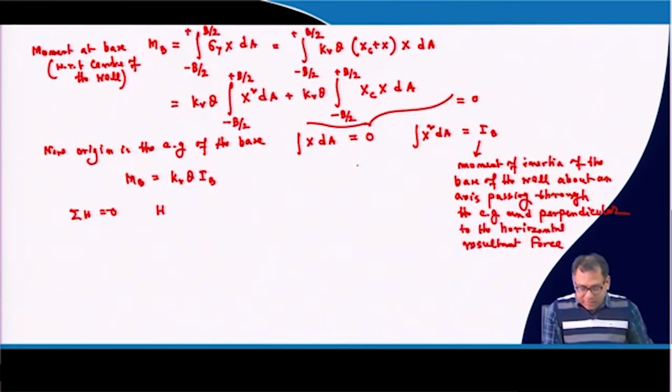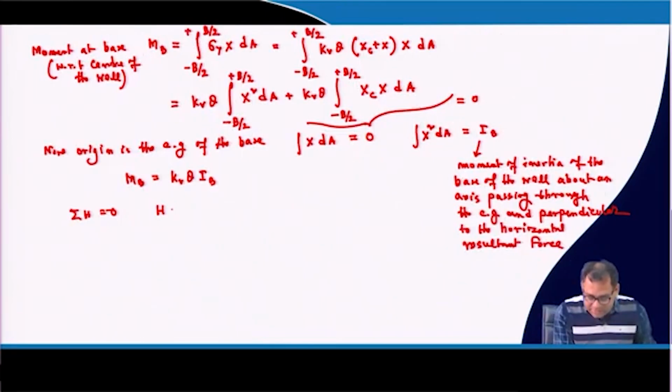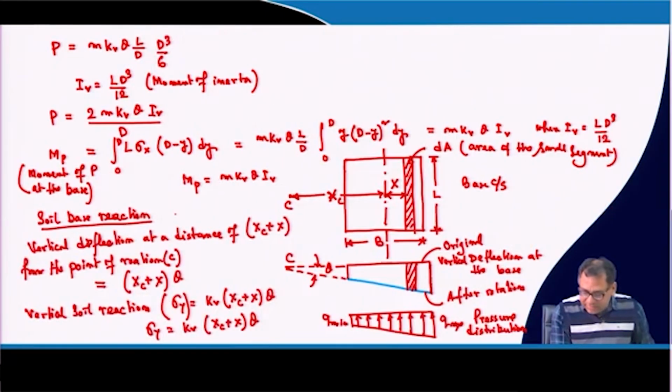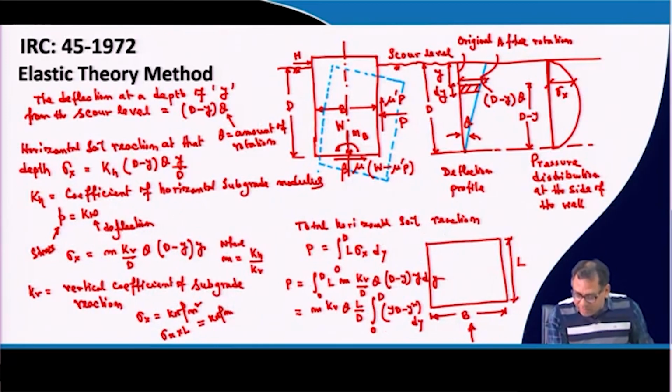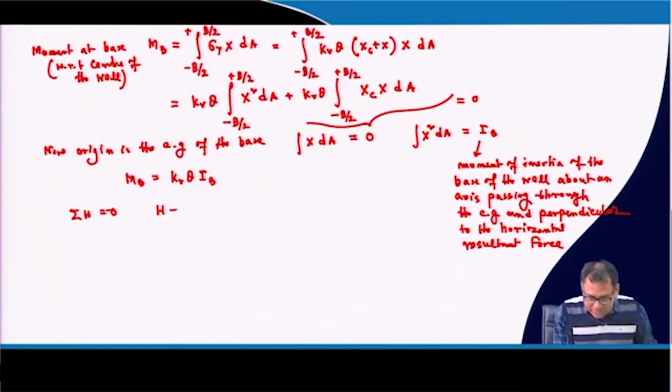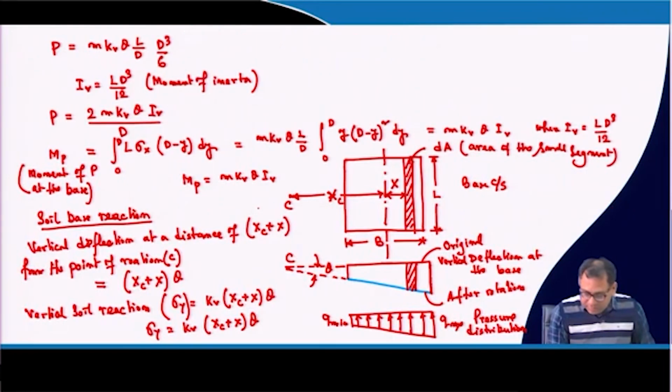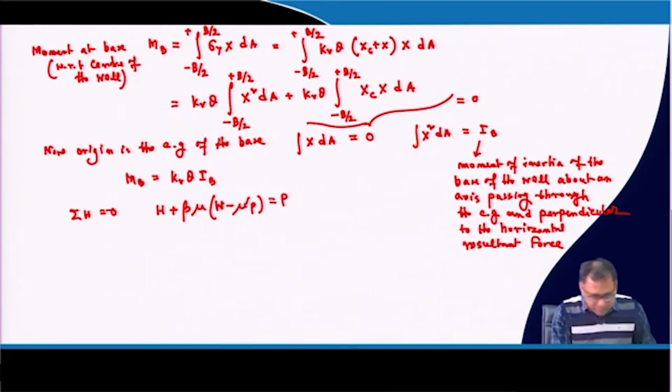So, now if I write here, this will be H. H is acting this way, and now we have considered the base friction also acting in the H direction, and P is in the opposite direction. So, this is H plus beta mu W minus mu dash P, minus mu dash P, that will be equal to P. Okay.